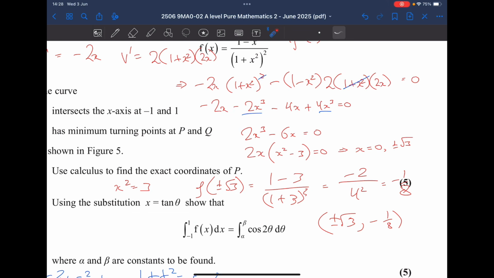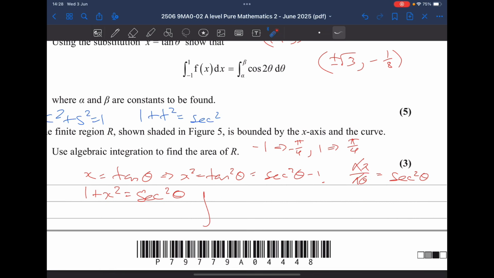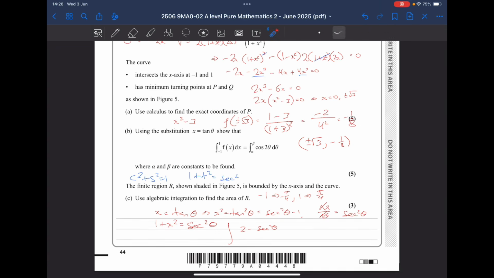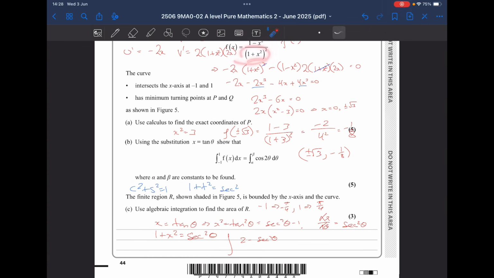Yep, let's double check. I need 1 minus x squared. X squared is tan squared. So 1 minus tan squared. That does not equal sec squared, does it? No. 1 minus this thing, 1 minus all of that. Expand that out: 2 minus x squared. So 2 minus x squared on the top. On the bottom, 1 plus x squared, all squared. So sec to the 4.